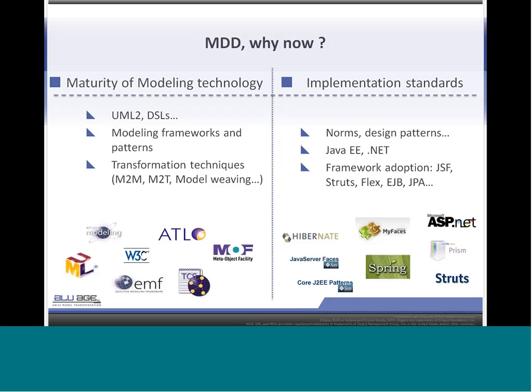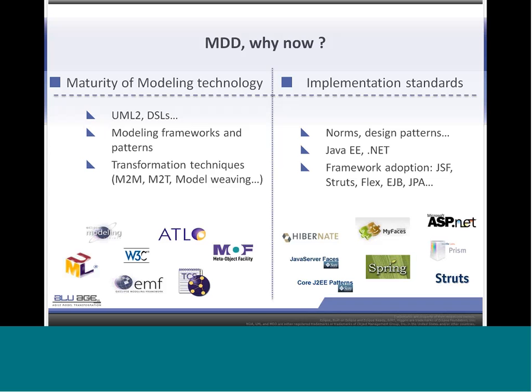We can separate the reasons into two. The first one is the maturity of the modeling technology using UML and DSLs. Using these notations, we can easily specify any kind of business requirements and business logic. Based on these notations and underlying frameworks, we have technology to validate, transform and generate the source code of this application. And on the other hand, we have the technical implementation standards.